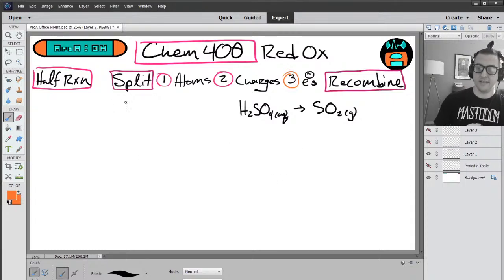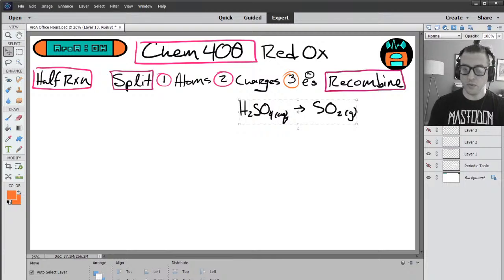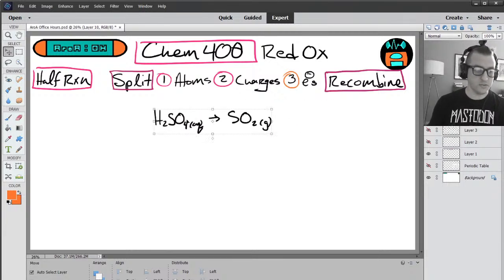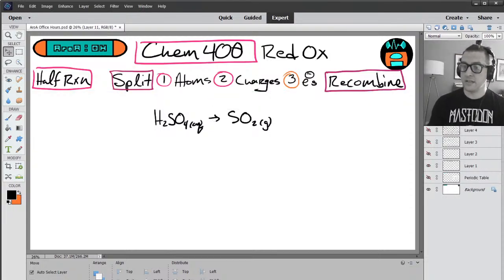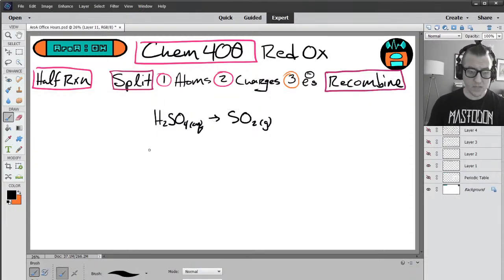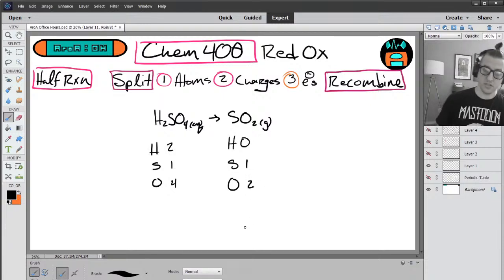Let's go ahead and look at our sulfur half reaction. I'm actually going to move this just over a little more central. First off, we have to balance our atoms, and that is going to take some effort. So we have hydrogen, sulfur, and oxygen. On our reactant side, 2 hydrogens, 1 sulfur, 4 oxygen. On our product side, we have no hydrogens, we have 1 sulfur, and we have 2 oxygens.